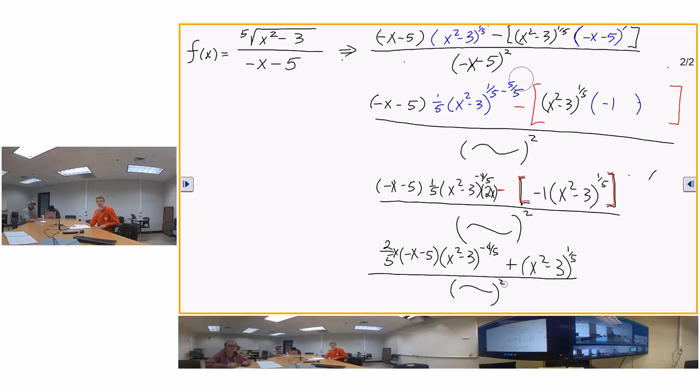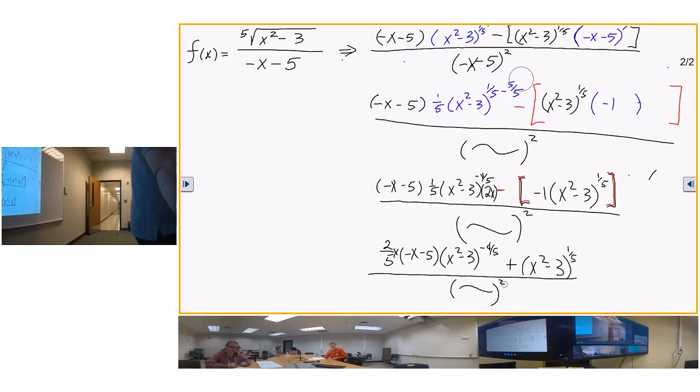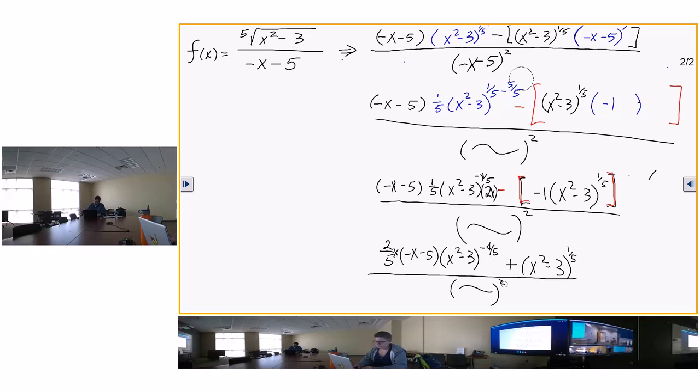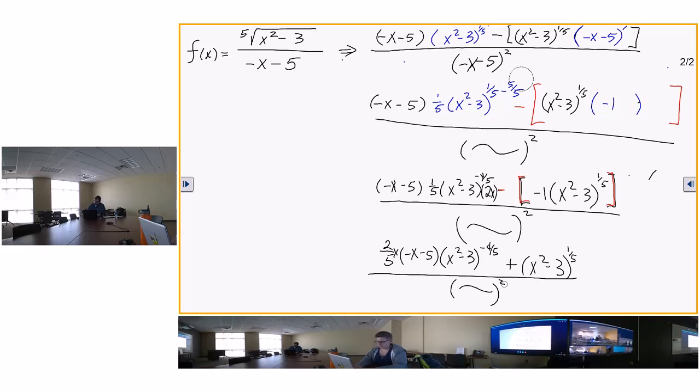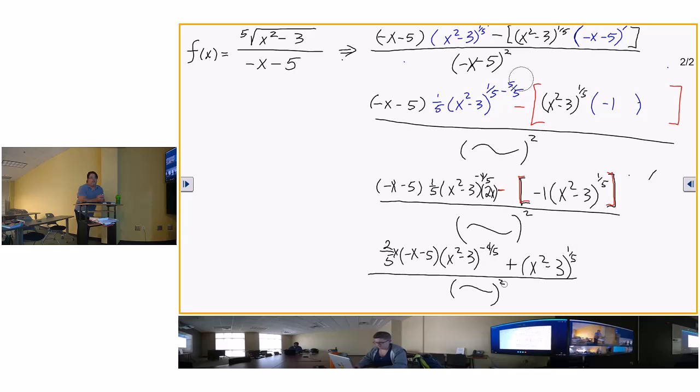x squared minus 3. Make sure I didn't make another mistake. Oh. Where's minus x squared? After the negative. What? Oh, okay. Negative and a negative makes a positive.